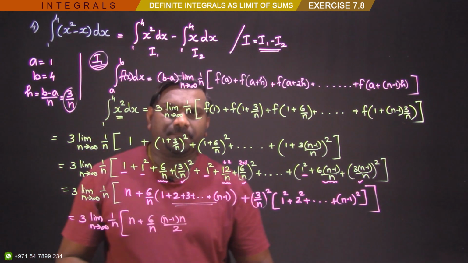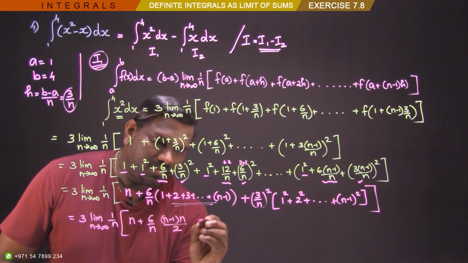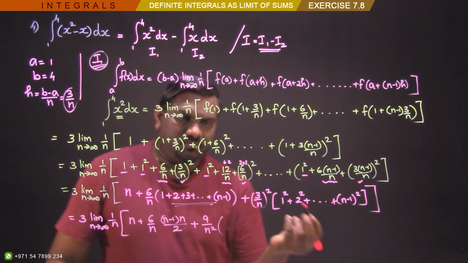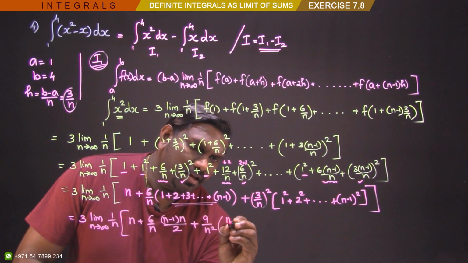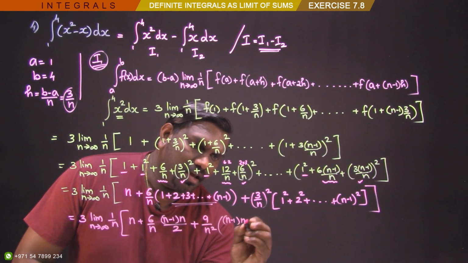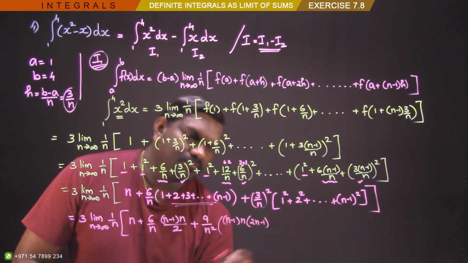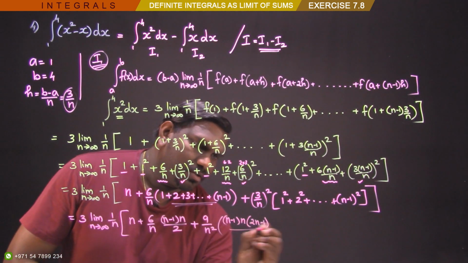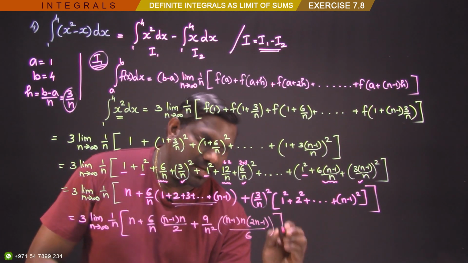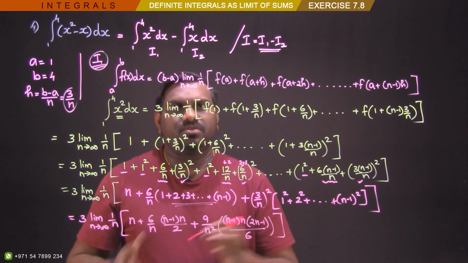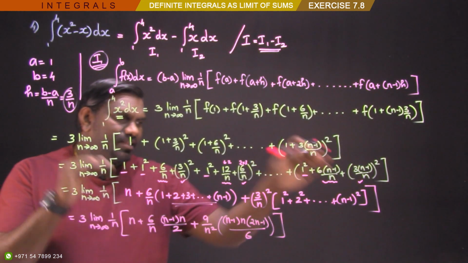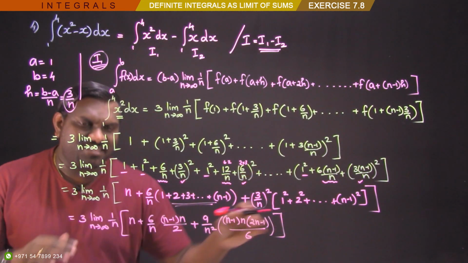That's the formula for natural numbers. Then plus you have here 9 by n square into this formula, you know it dear, that's going to be n minus 1 n 2n minus 1, or you can write it in either way, no problem, by 6. So this is your formula dear. Now you just need to open up and do the cancellations, all those things, and then get the answer. That's it.